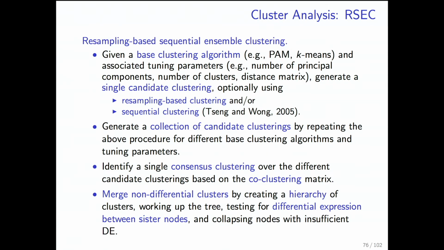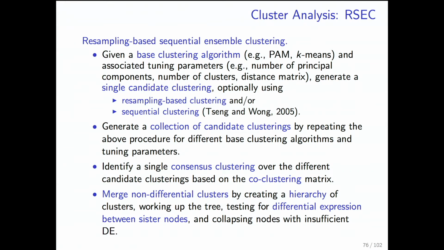So again, we have a Bioconductor R package for this, RSEC. These are the main steps in RSEC. We start with a base clustering algorithm. It could be k-means or partitioning around medoids, PAM, with associated tuning parameters for the clustering. So if we do clustering on principal components, it would be a certain number of principal components. It could be the number of clusters. It could be a design matrix. And then from this base clustering algorithm, we generate a single candidate clustering.